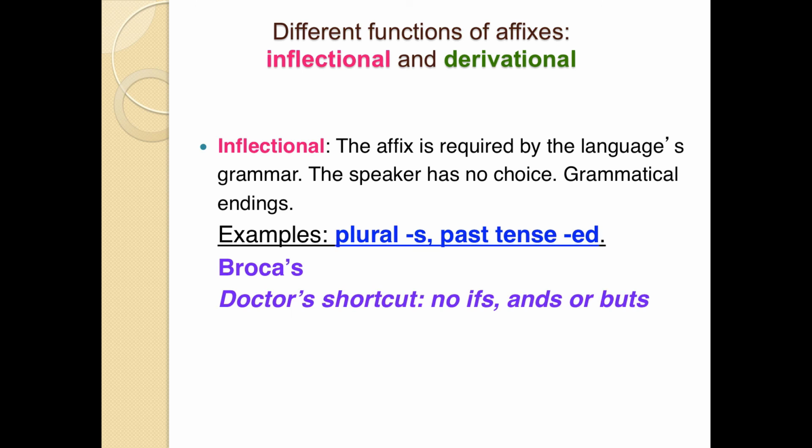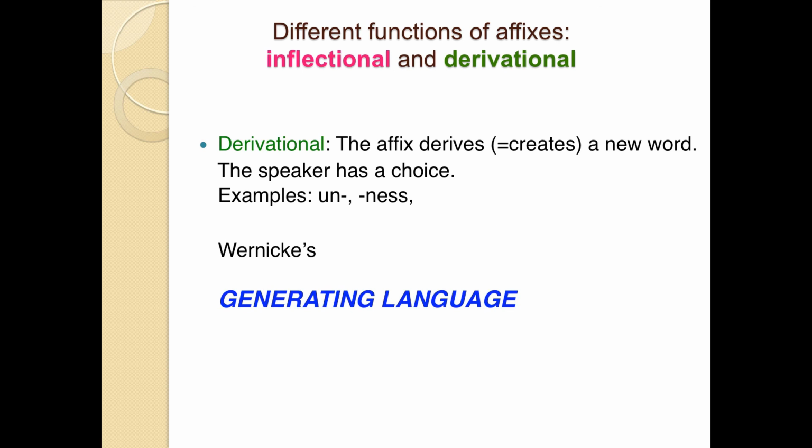Okay, now come the derivational ones. They're easier. Derivational affixes. The affix derives, that's where the word comes from, or creates a new word. The speaker has a choice. You either use it or not. You can use the prefix "un" or not. It's up to you. You could say, "Oh, that was so not friendly." Or you could say, "Man, that was unfriendly." Or you could say, "We thanked him for being so kind," or "We thanked him for his kindness." It's up to you whether you use it or not.